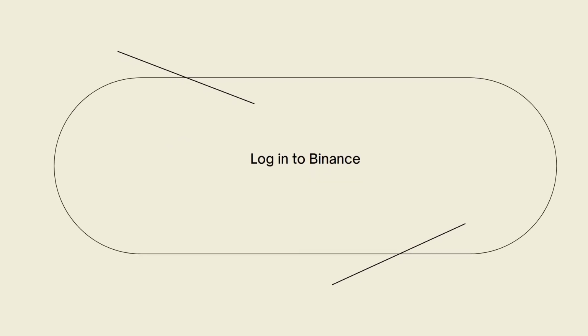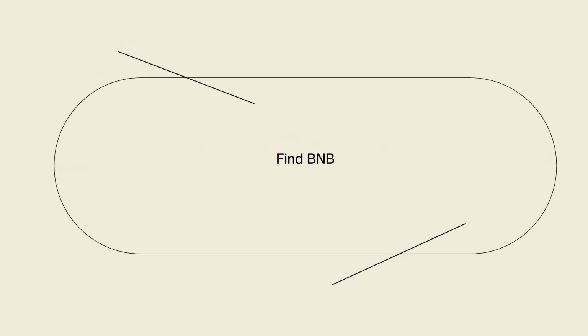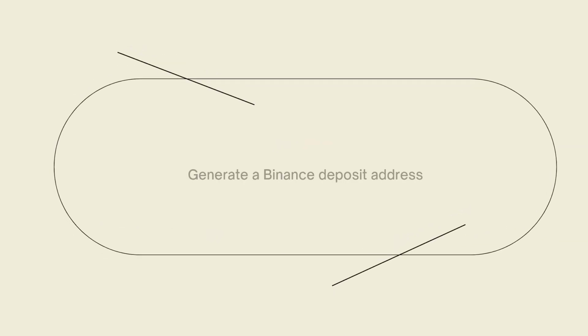Now just go ahead and log into your Binance account. Navigate to the deposit page. After logging in, move your mouse over the wallet menu item and click on the Spot Wallet. Now, you need to find BNB. On the Spot Wallet page, search for BNB or select Binance Coin from the list of available cryptocurrencies.